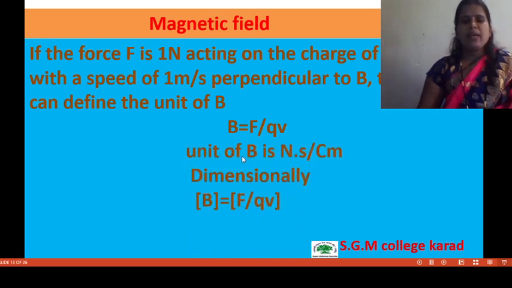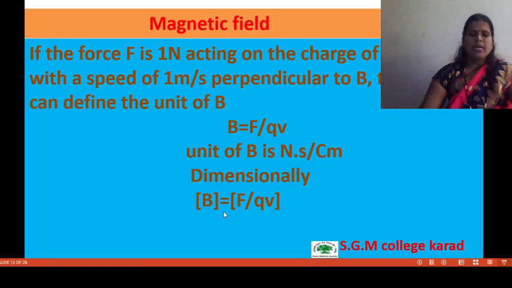Therefore, for the unit of B: the unit of force is Newton, the unit of charge is Coulomb, and the unit of velocity is meter per second. So the unit of B we can write as Newton second per Coulomb meter.